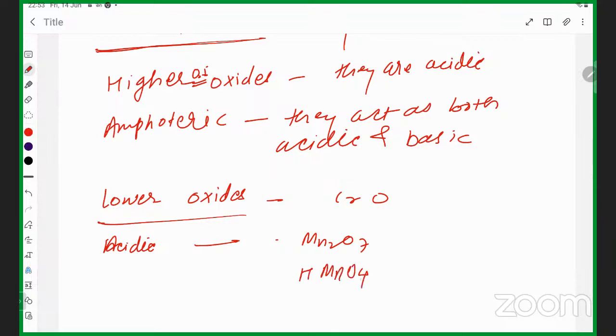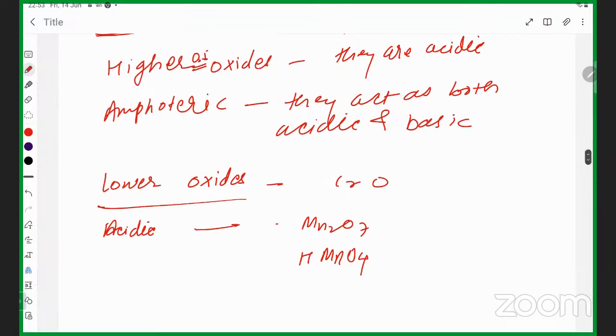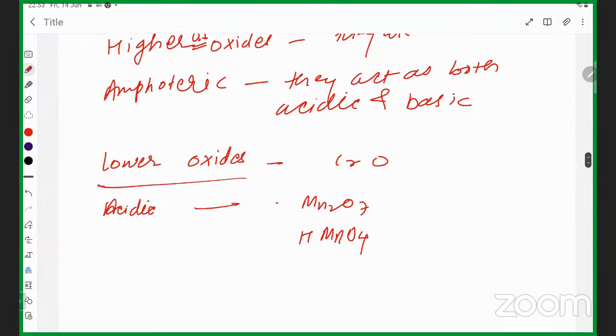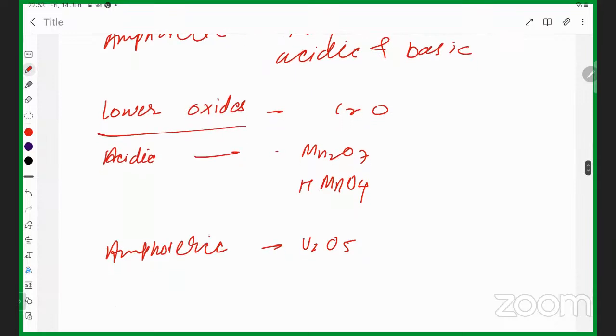HMnO4, this is also acidic. Here, amphoteric: if you are talking about amphoteric, I am writing here amphoteric. So what is amphoteric? V2O5 is there. This is the amphoteric.